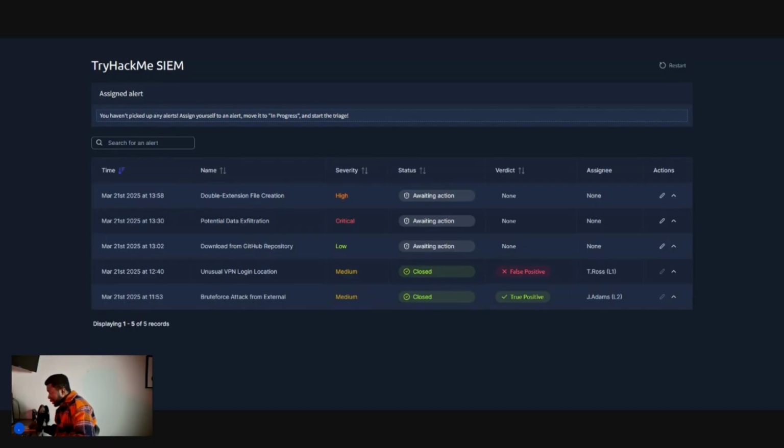The SIEM is titling this double extension file creation, and the SIEM is indicating this as high severity. Now this is the status. It is saying awaiting action. It is awaiting the action of the security analyst. Verdict has not been given yet, and this has not been assigned to anyone yet. So what do you do as the junior SOC analyst?